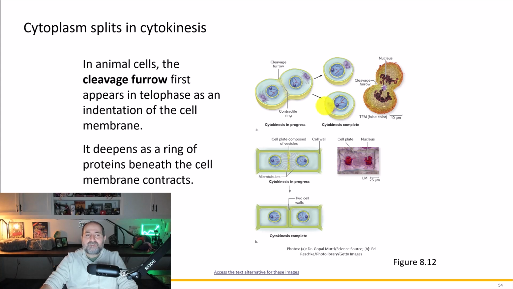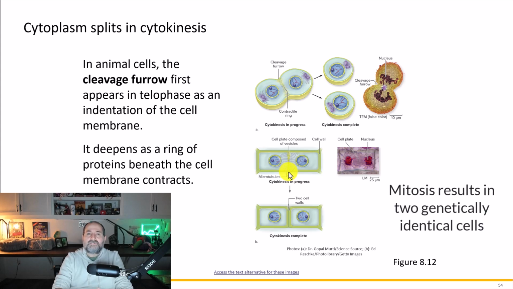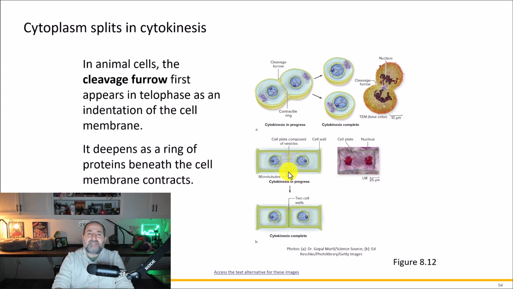And you should know this. Animal cells undergo cleavage furrow formation for cytokinesis, while plant cells undergo cell plate formation for cytokinesis. And you should remember these facts. Mitosis results in 2 genetically identical cells in eukaryotes. And mitosis is the division of the DNA and the nuclei, while cytokinesis is the division of the actual cell.